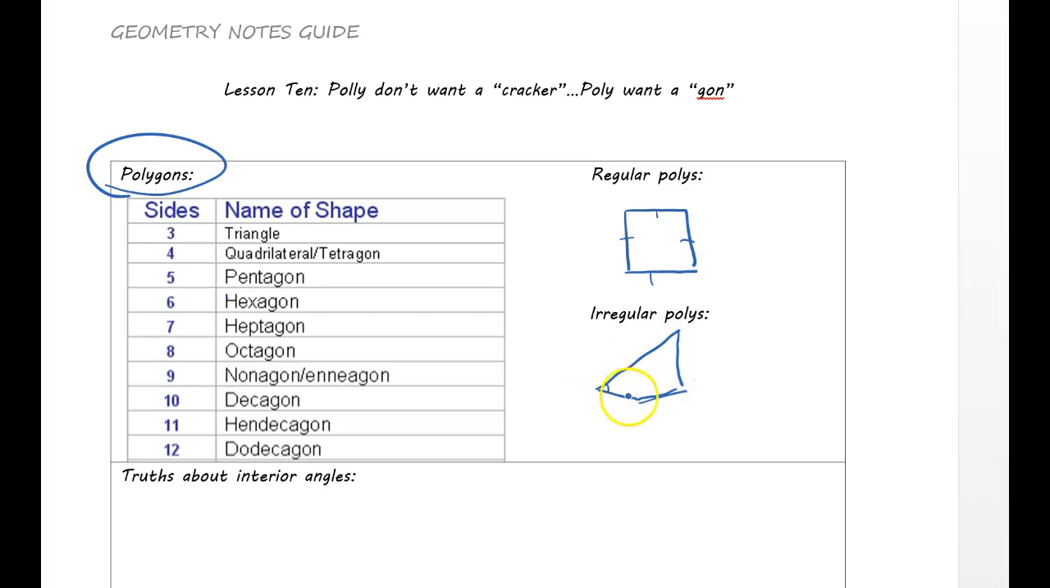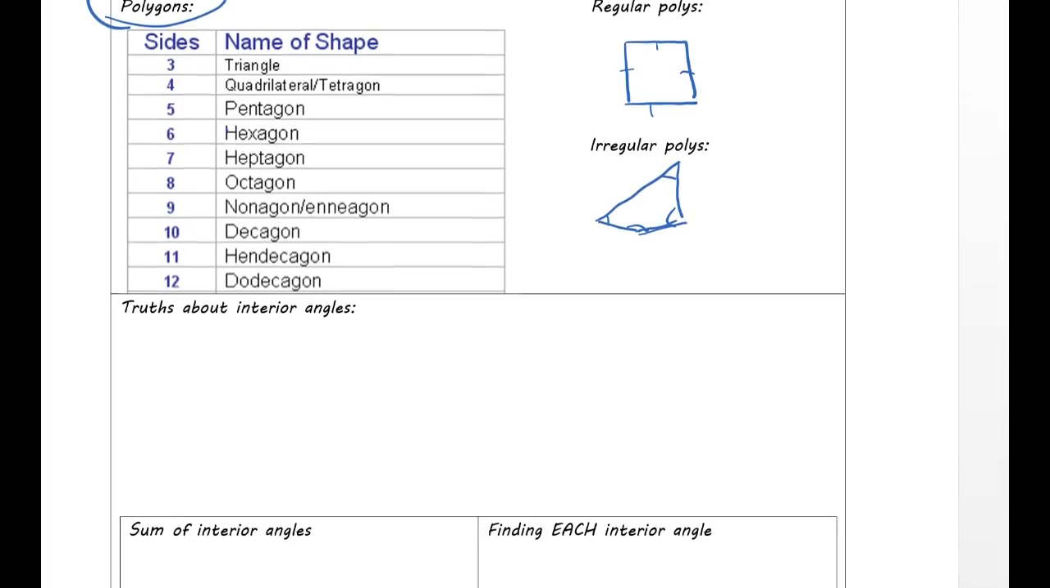And look at all the angles. All the angles look totally different, okay? So that's the difference between regular and irregular. So what we're going to focus on today is mostly regular polygons. So for the truths about interior angles, I want to focus on a regular polygon, okay? And I want us to think about what that would mean.